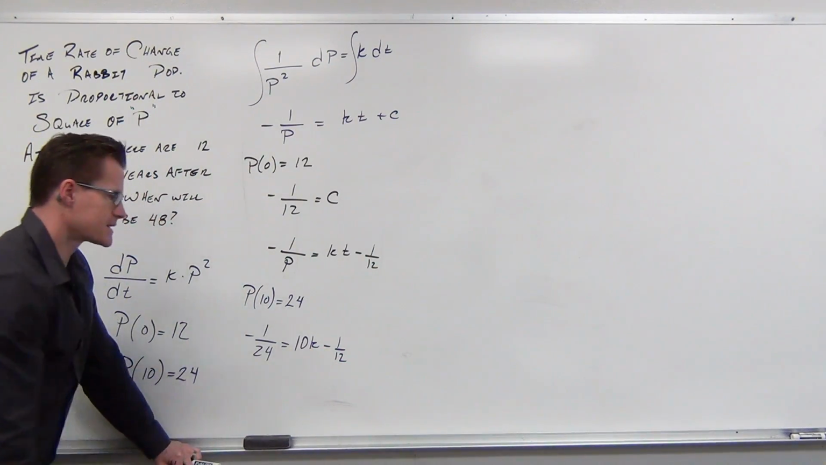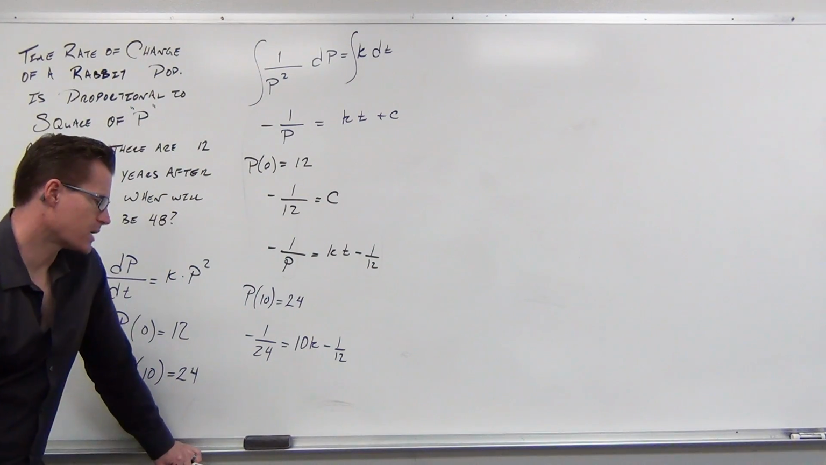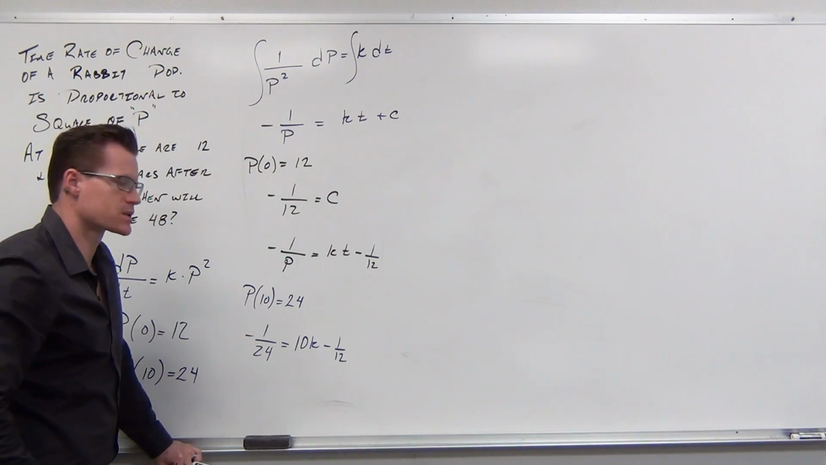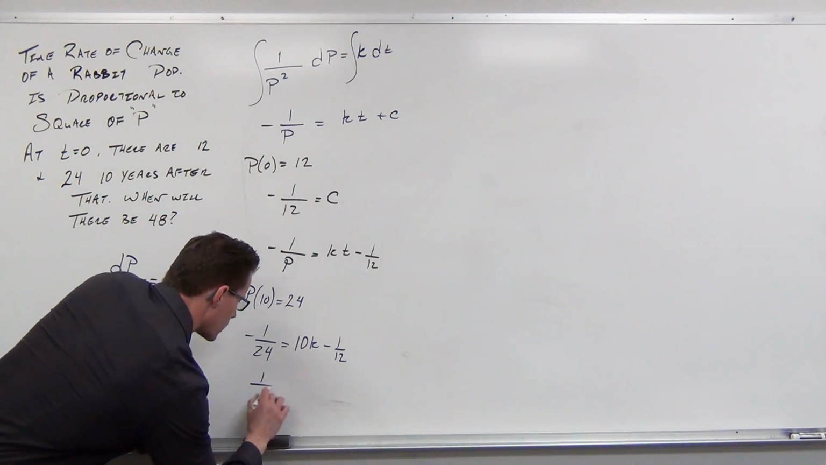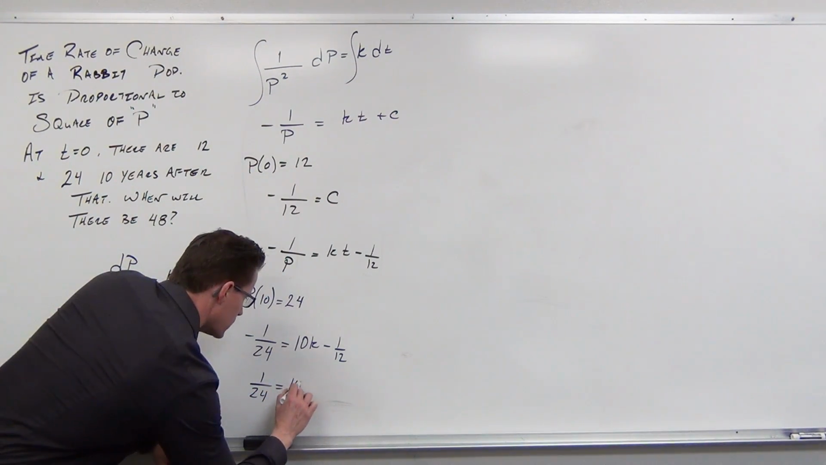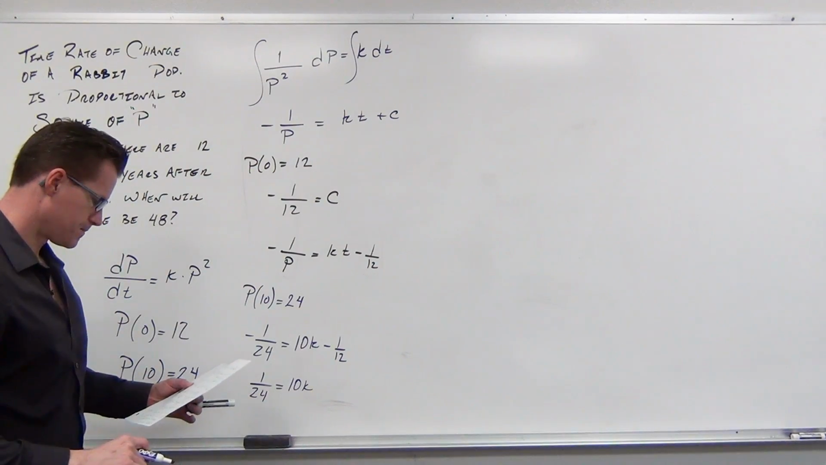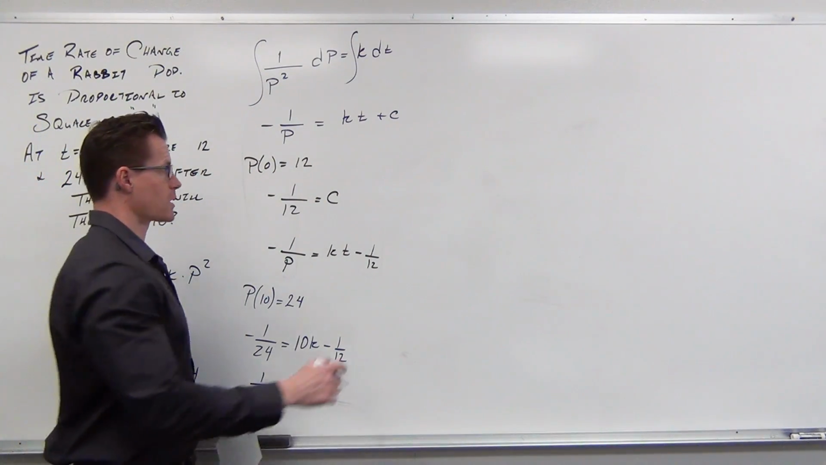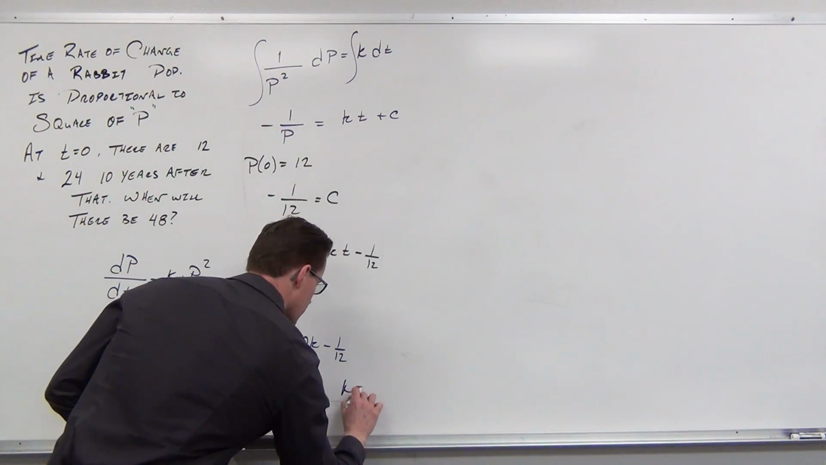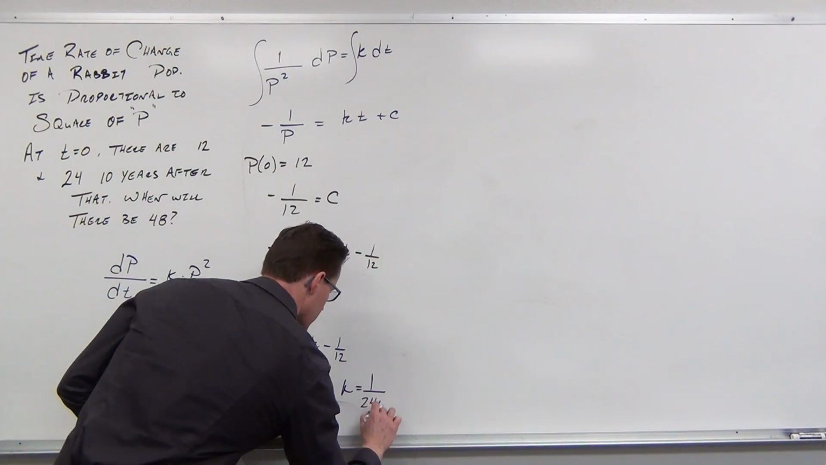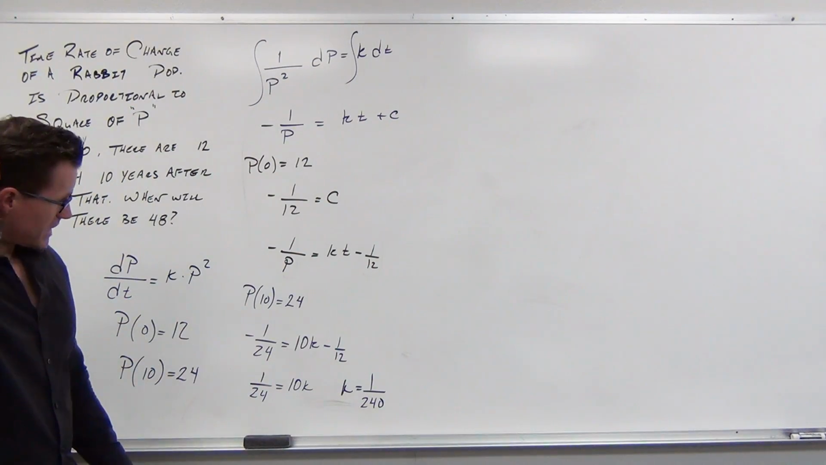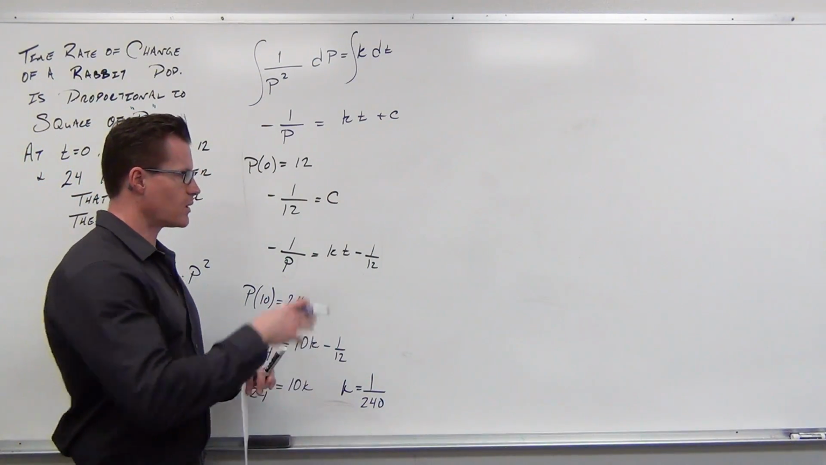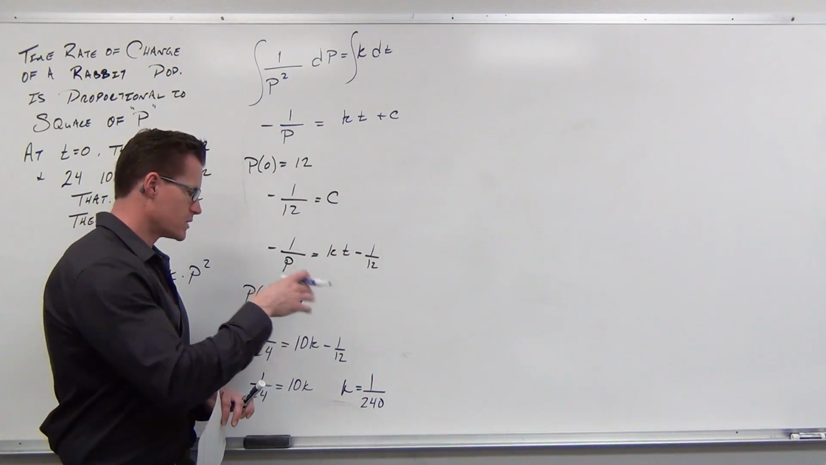Let's go ahead and add 1/12 to both sides. If we add 1/12, that would be 2/24. We're going to get 1/24 equals 10k. And if we divide both sides by 10, we're going to get k equals 1/240. Might not look that great, but at least we don't have two constants any longer. We don't have our arbitrary constant. We know that's -1/12. We don't have our k anymore.